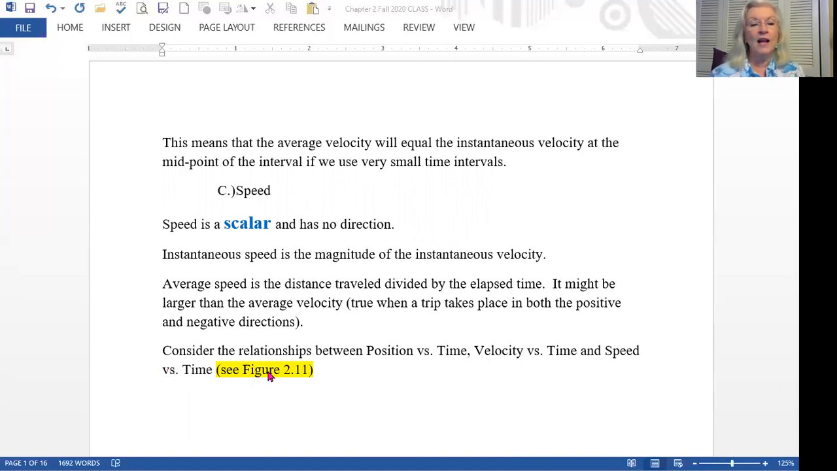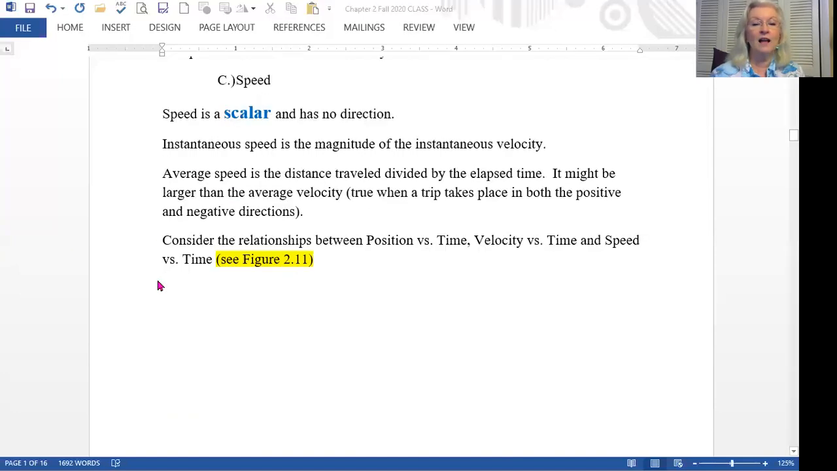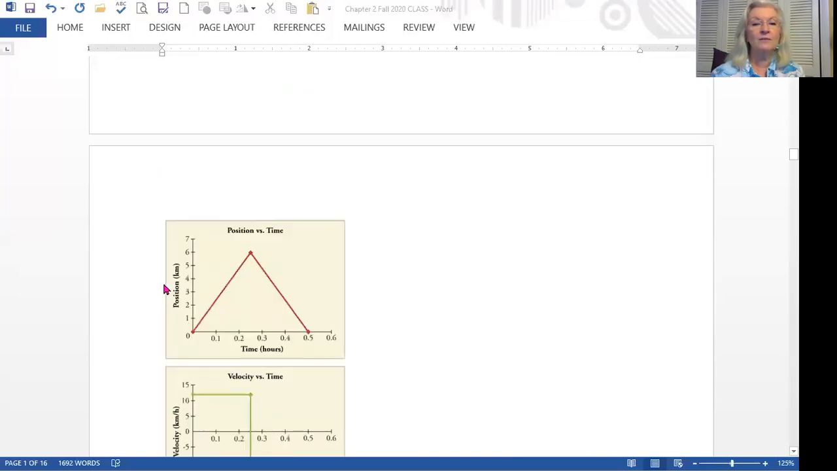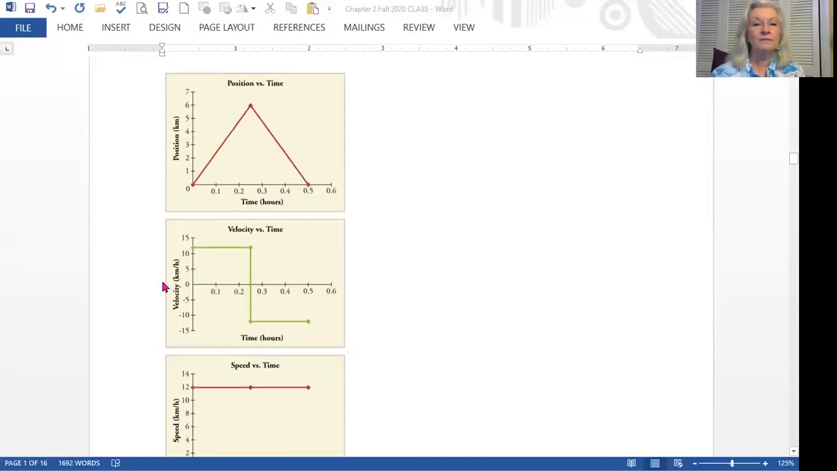We want to look at this diagram from the book. It has graphs showing us position, velocity, and speed, all three versus time. Let's look at our graphic. So position versus time. Time, you'll notice, is on the horizontal axis. You will notice for our graphs, they all have a title at the top. When you do a graph for me, it will have a title at the top. Whatever's listed first goes on the vertical axis. Whatever's listed second goes on the horizontal axis.